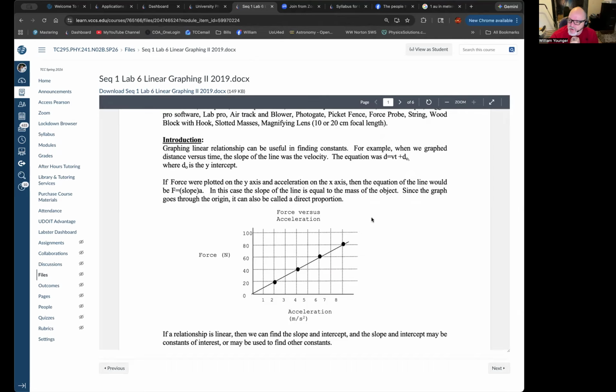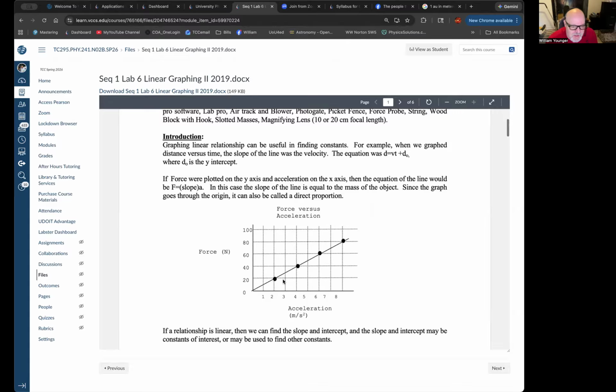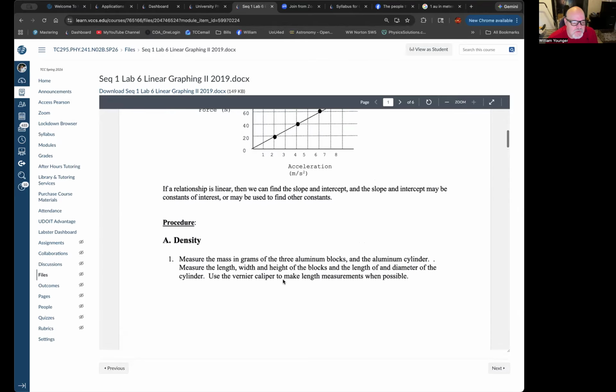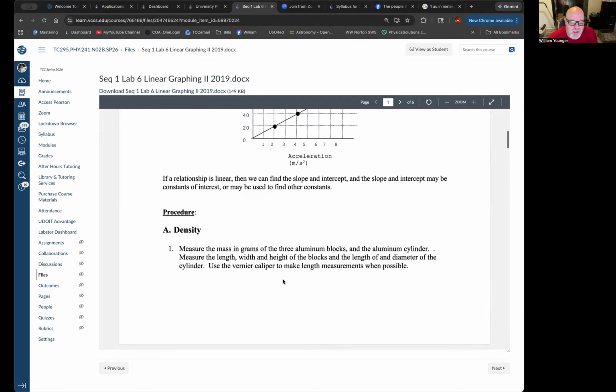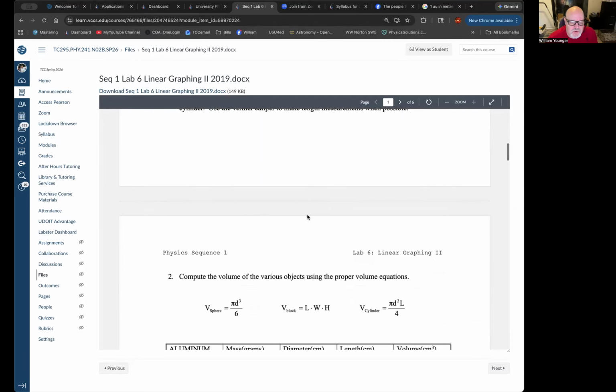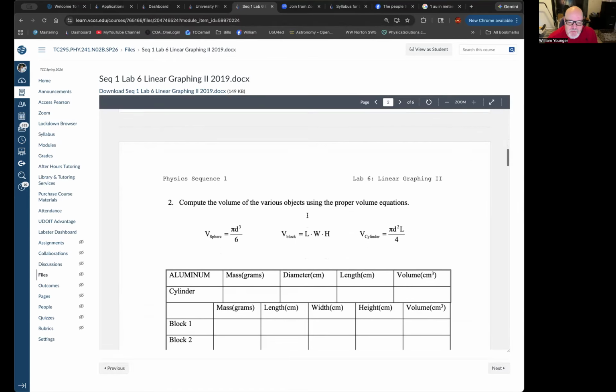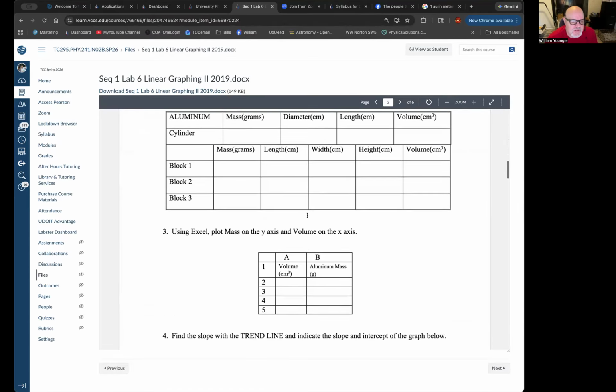Once we have a straight line graph, then we can do the simple linear fit that in principle you can do manually, but we have Excel, and that allows us to do it with the root least squares method, and that's obviously as precise and accurate as you can get. But you'll see there's a part on density where they ask you to measure the mass in grams of 3 aluminum blocks and an aluminum cylinder and figure out all the dimensions of it, and then they're going to make a plot basically, and from that plot you'll be able to figure out the density.